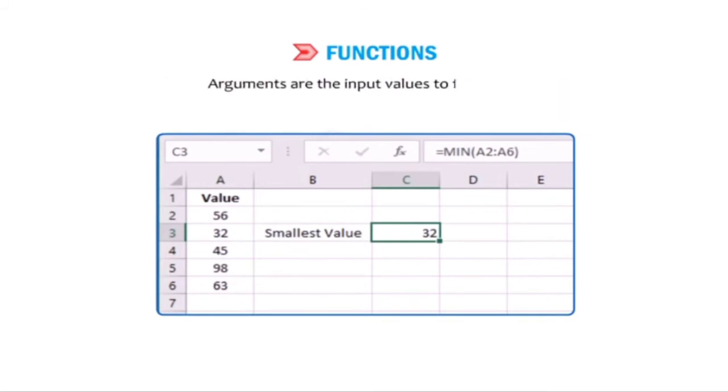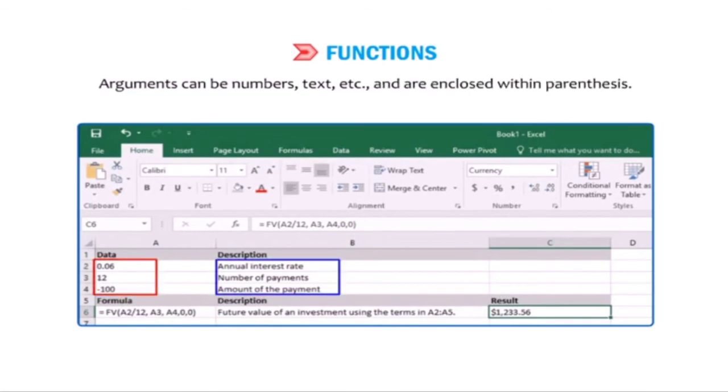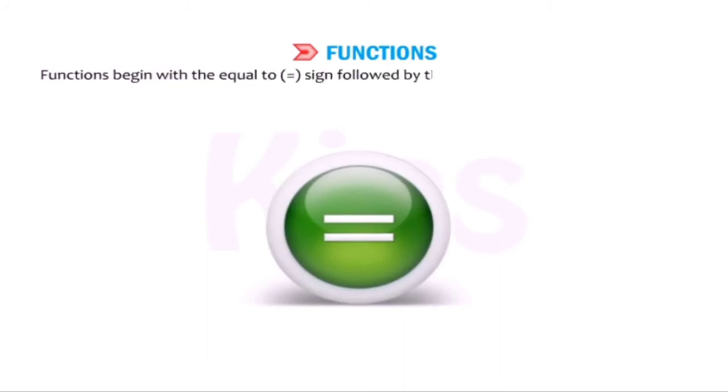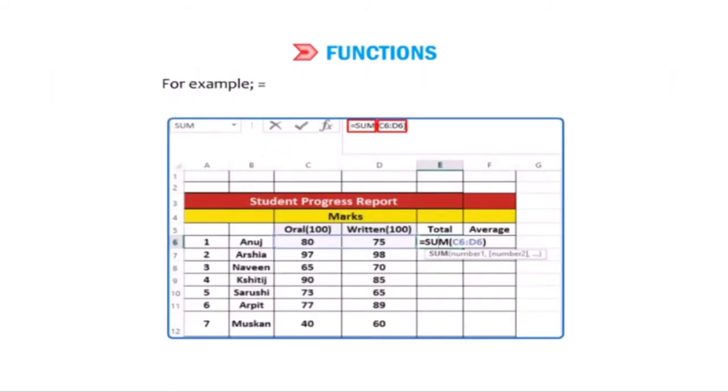Arguments are the input values to functions. Arguments can be numbers, text, etc., and are enclosed within parentheses. Functions begin with the equal to sign followed by the function name and then the list of arguments separated by commas within the parentheses. For example, =function name(argument1, argument2).